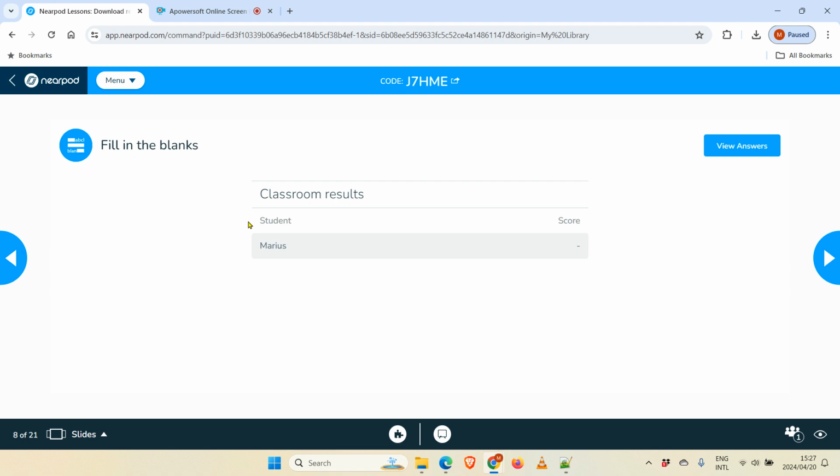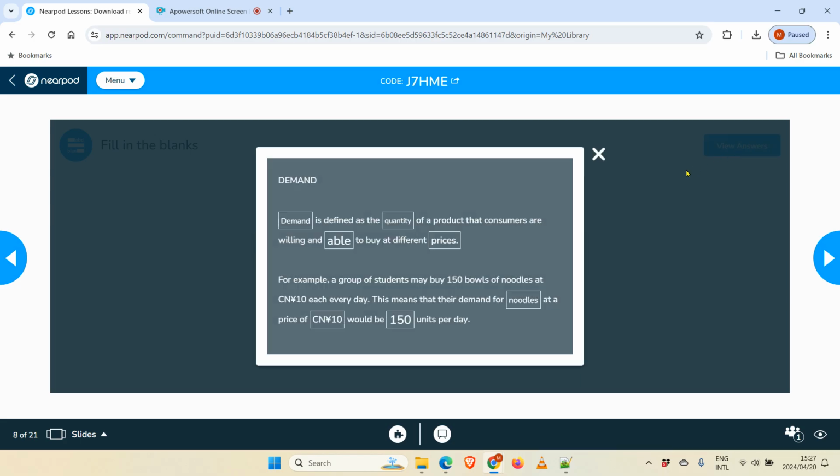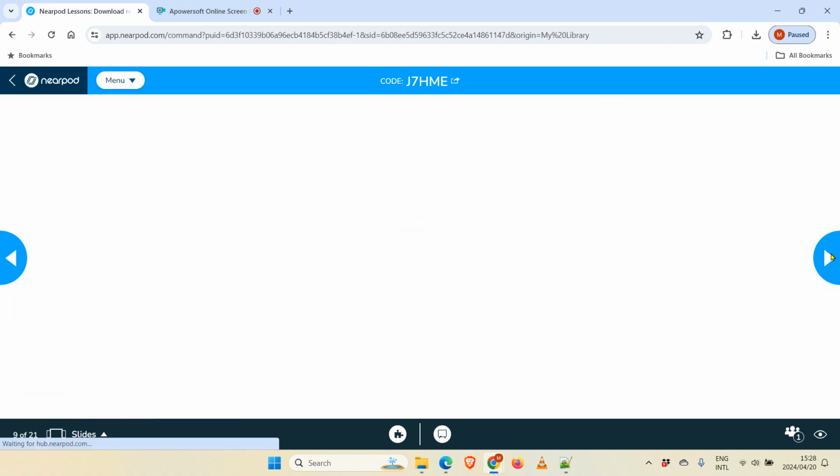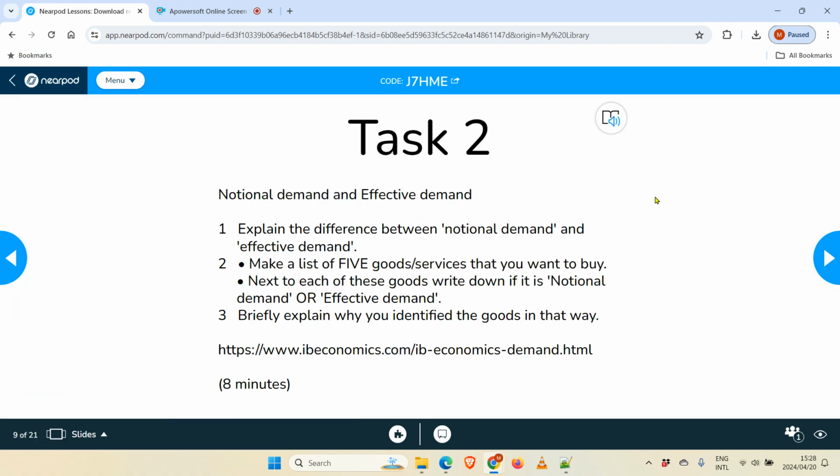On the teacher's screen, the names of the students that have joined the lessons will appear and the score of each of the students. So if you have a look and see what the answers will look like. Right, so there's the paragraph with the demand definition and an example of demand where students had to just complete those words that were missing. Okay, right, so let's go on to our task number 2.